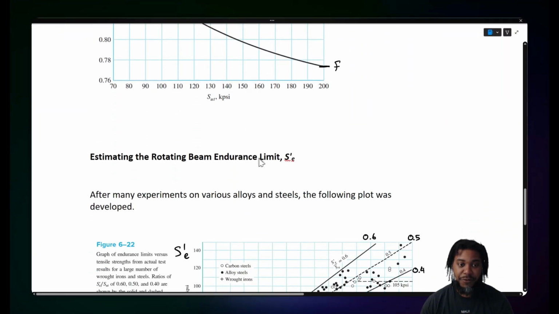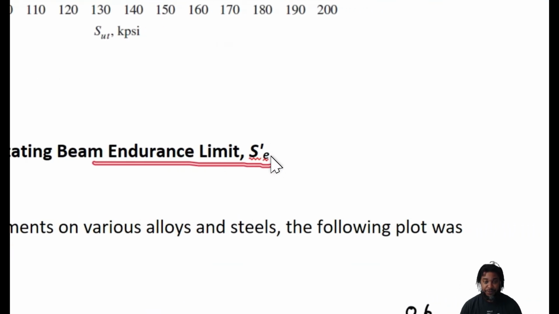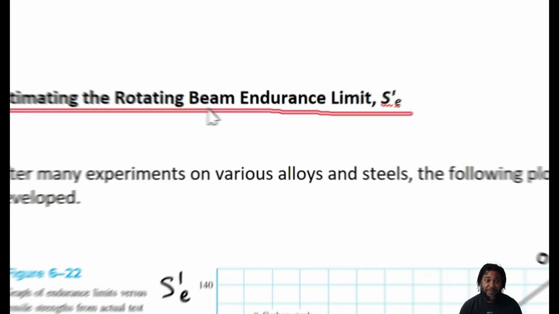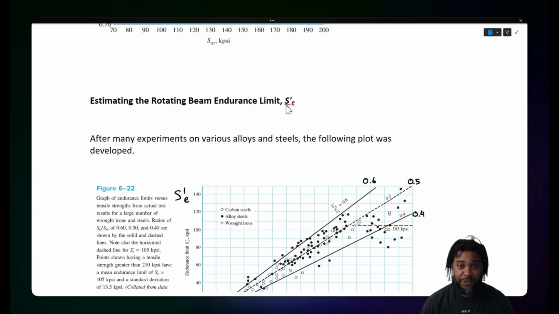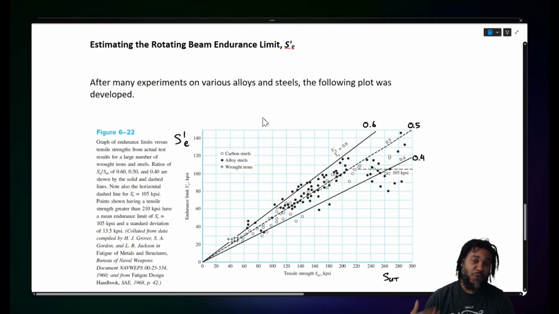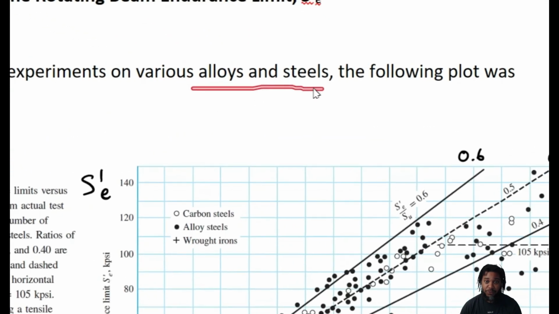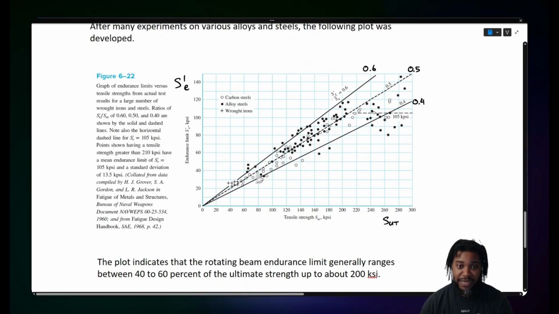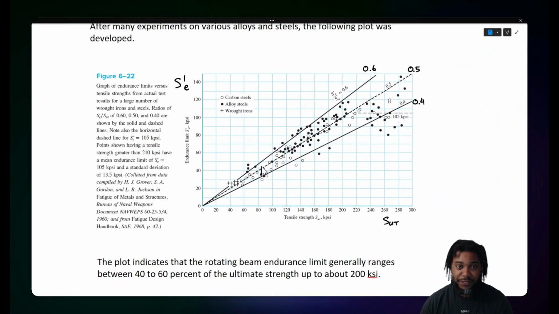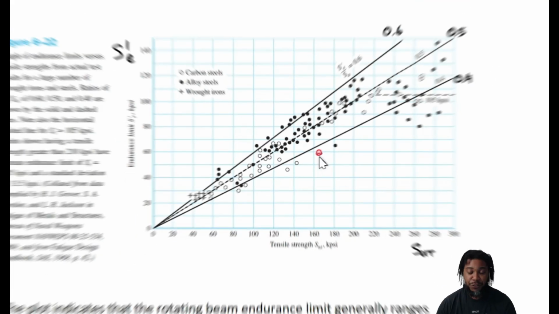Now, another thing we need to consider is the endurance limit of the material. How do we find that? One thing we can do is estimate the rotating beam endurance limit of our material. This is the fully reversed endurance limit from the rotating beam experiment. If we do many hundreds of experiments on many different alloys and steels, we develop the following plot where each dot represents the ultimate tensile strength versus the endurance limit for a different steel combination or wrought iron. So each of these dots represents many hundreds of experiments.